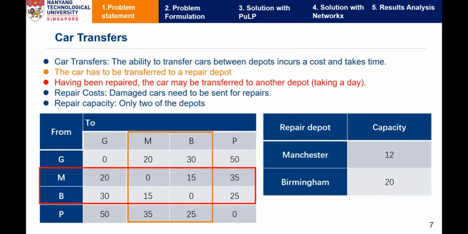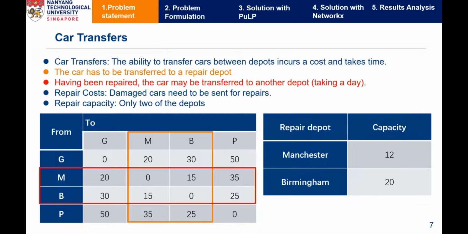The car transfer table shows that transferring cars between depots costs money and takes time. 10% of cars returned by customers are damaged. When this happens, the customer is charged an extra $100. The car has to be transferred to a repair depot, where it will be repaired the following day. The cost of transferring a damaged car is the same as an undamaged one.